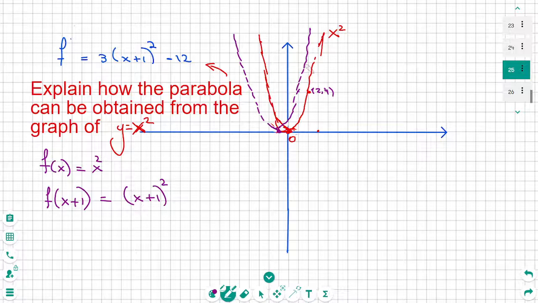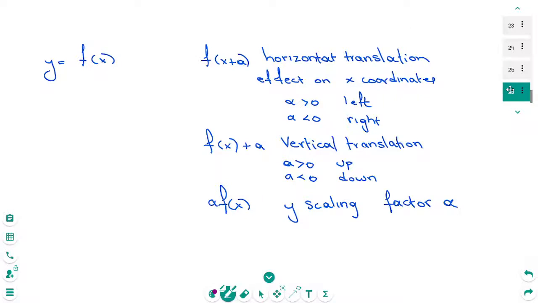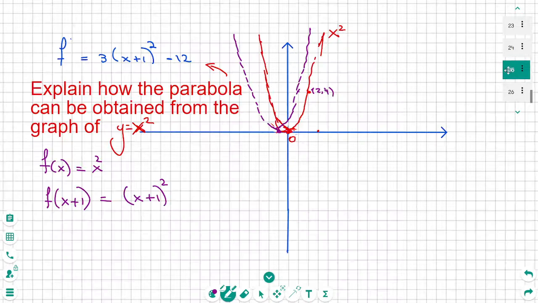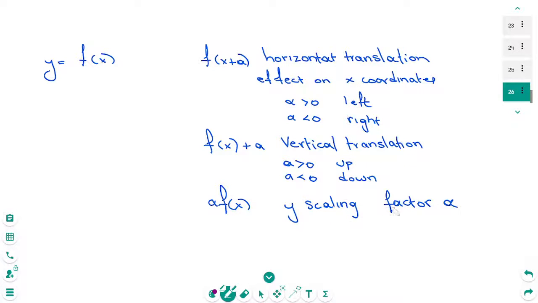Now to find the final function 3(x + 1)² − 12, I need to see what other transformations I need to use. Obviously I need to use the last one, a times f(x), because I have a 3 in front of the function. If you see the 3 in front of the function, this is the a. So the other transformation, I need to do a y scaling by a factor of a. In this case it is 3.